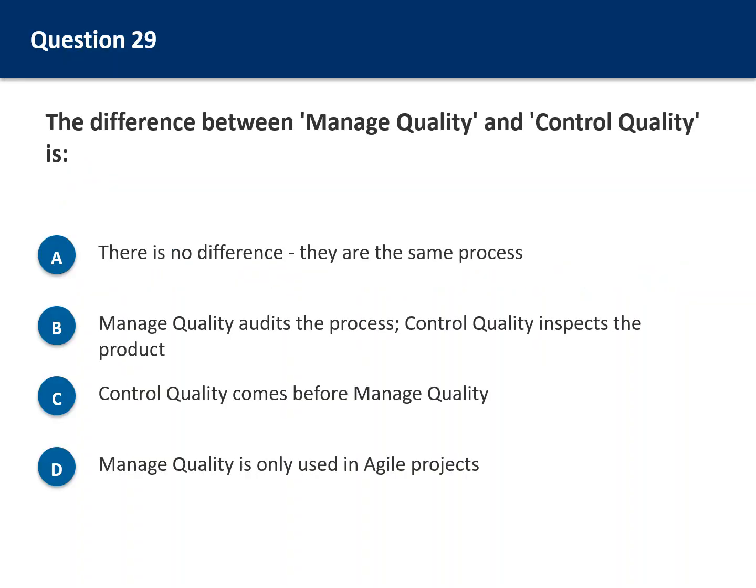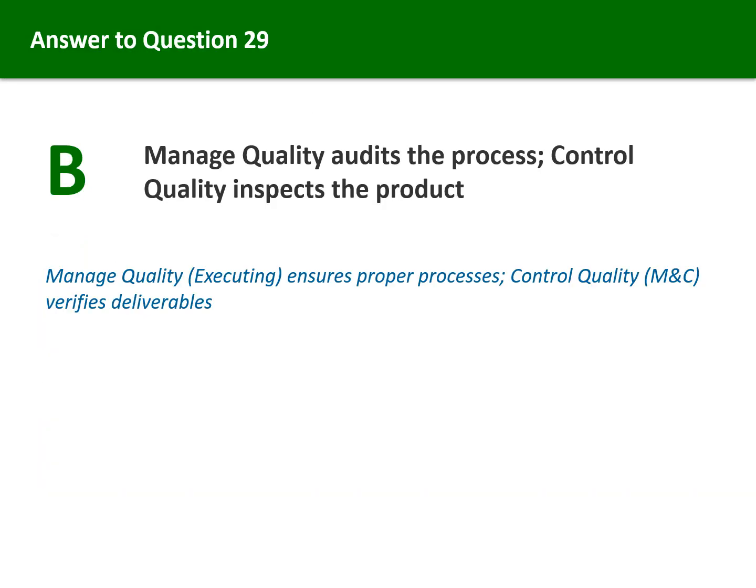Question 29. The difference between manage quality and control quality is: Option A. There is no difference, they are the same process. Option B. Manage quality audits the process while control quality inspects the product. Option C. Control quality comes before manage quality. Option D. Manage quality is only used in Agile projects. This distinction is important for the exam. The correct answer is B.